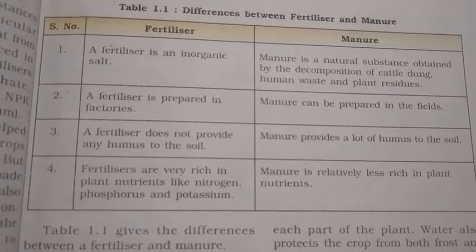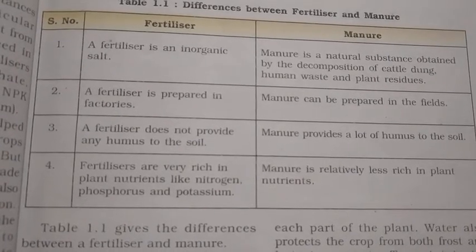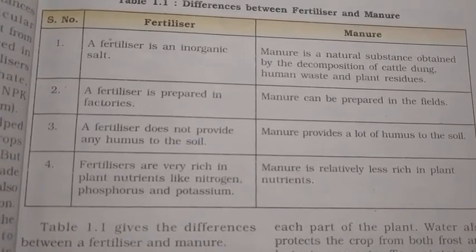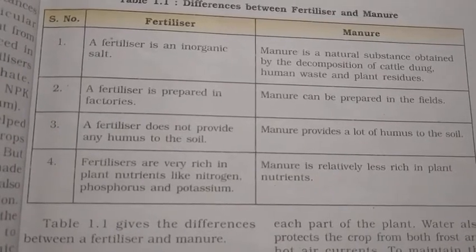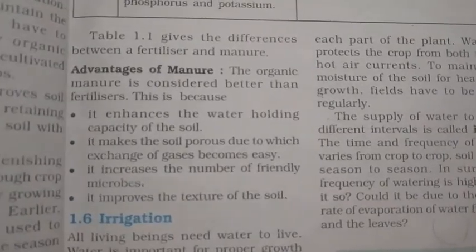Fertilizers are rich in only some nutrients like nitrogen, phosphate and potassium. But manure is relatively less rich in each nutrient, but it contains all kinds of nutrients. So there are many advantages of manure.